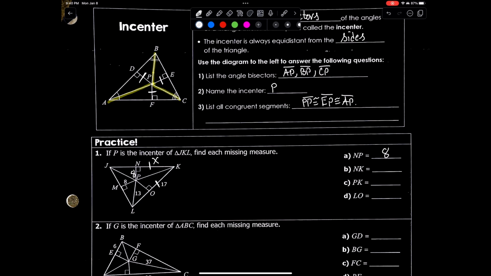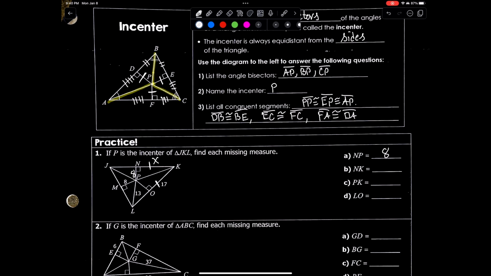So we have more congruent segments that I should mention. Up here in the incenter diagram, we also have DB is congruent to BE. I completely forgot about that. That's my fault. And then we have EC is congruent to FC. And then DA is congruent to FA. Oh, well, I did it backwards, but that's okay.